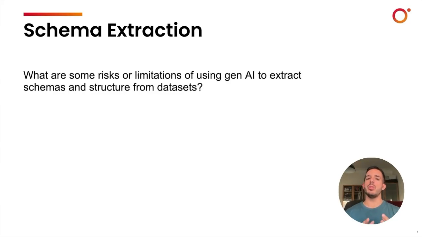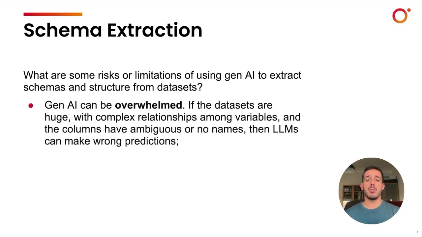And as usual, we do have some risks and limitations when we are using generative AI to extract the schema or the structure from a dataset. One of these is that generative AI can be overwhelmed, right? If the dataset is huge, if the dataset has complex relationships among variables, if the value ranges are very big, and if the columns have ambiguous names or no names, then the LLM can make wrong predictions.